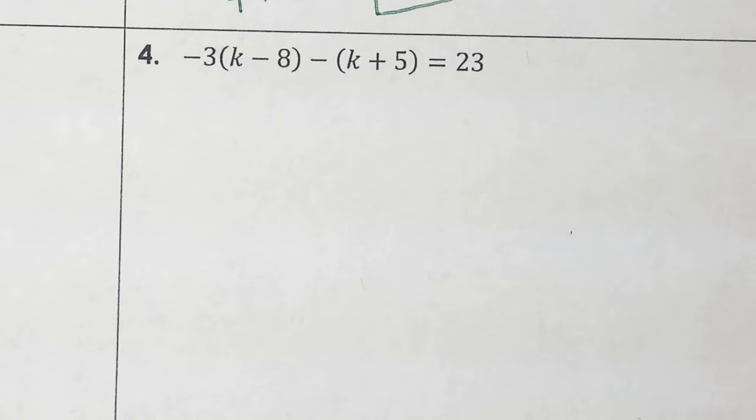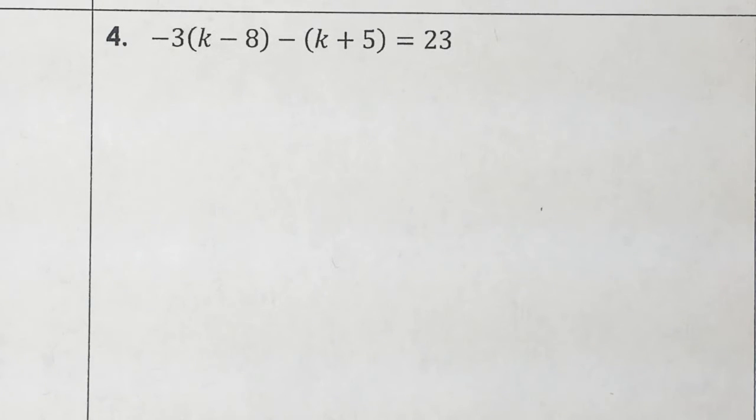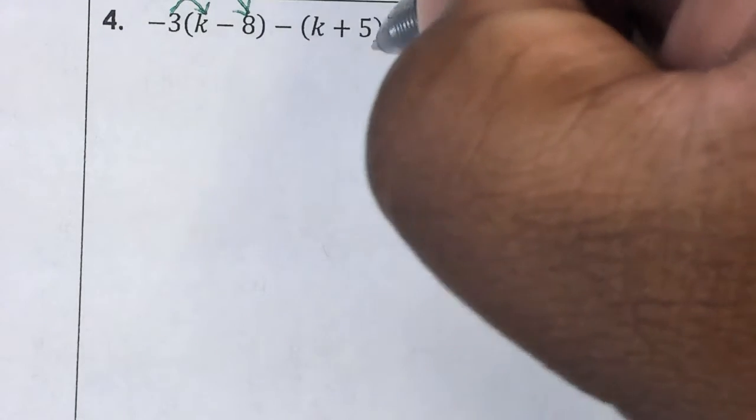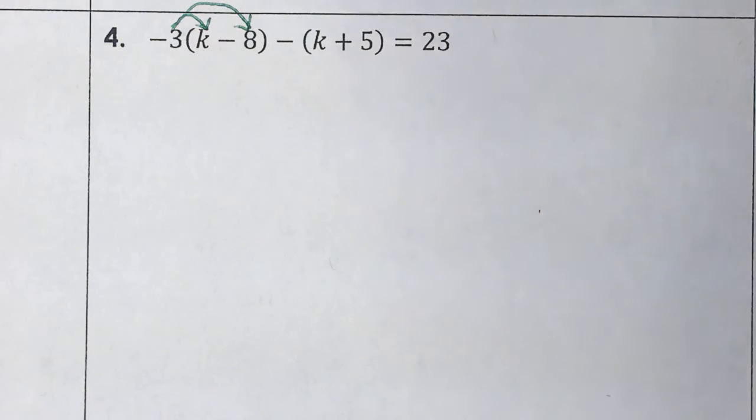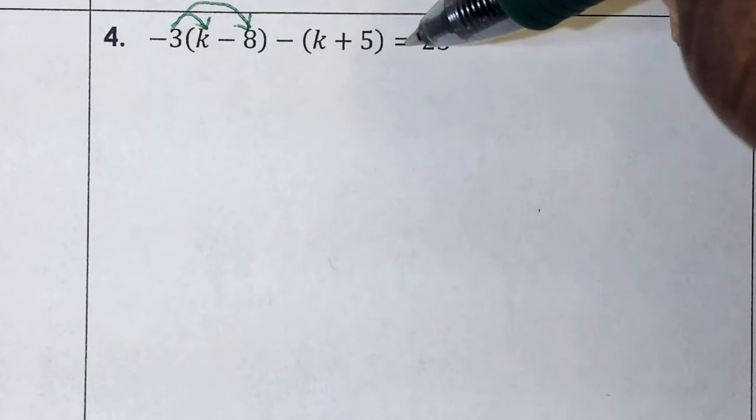I'll do 4 with you just because I know a lot of y'all make a mistake right here at the beginning. Number 4, you got 2 sets of parentheses, so you got the distribution you got to do twice. You got negative 3 right here that needs to be distributed into the parentheses. The problem occurs right here with some of y'all. It's a negative outside, or a minus sign outside this parentheses.